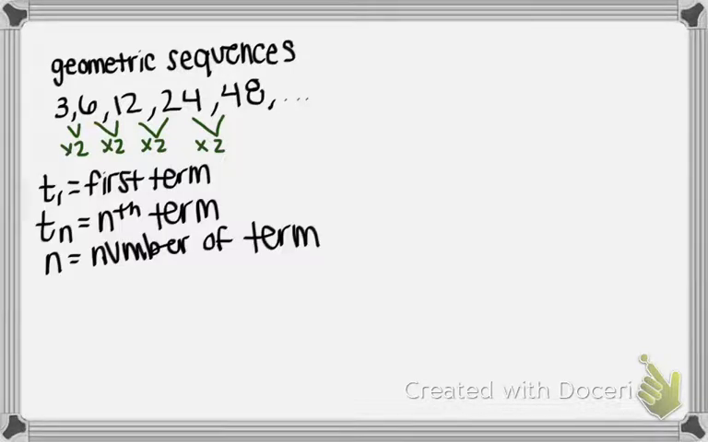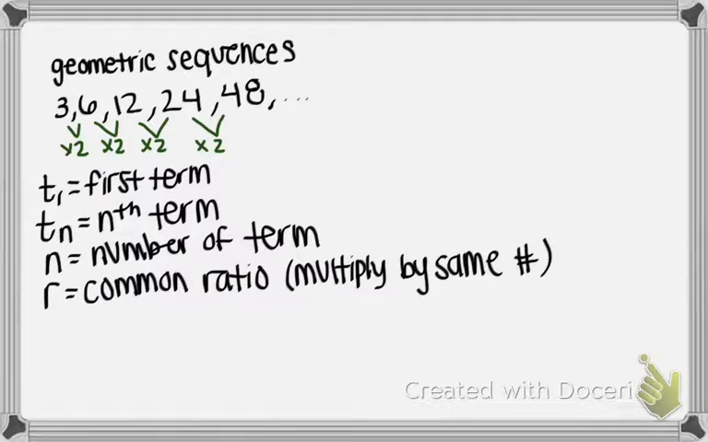Right away, we know some things about geometric sequences. We first know T1 is still our very first term. Our Tn is still our nth term, and n is still the number of the term. And dare I introduce this new variable called r. That stands for the common ratio, which means the number that we multiply each time to get the next term.